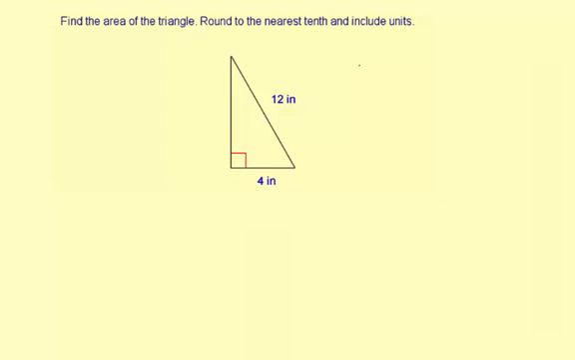Find the area of the triangle, round to the nearest tenth, and include units. So the area formula for a triangle is 1/2 times the base of the triangle times the height of the triangle. We're given the base is 4 inches, the height, we don't know that. But we do know we have a right triangle and we're given the hypotenuse.